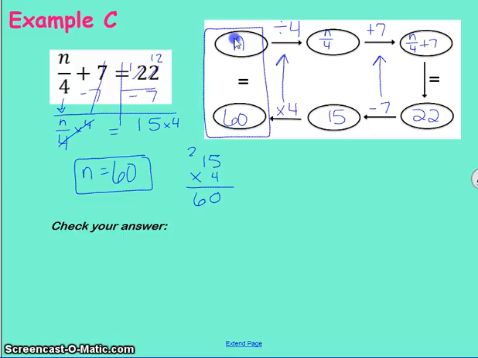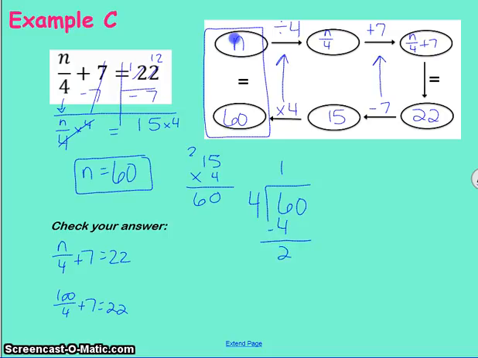So I need to check my answer. So I have n divided by 4 plus 7 is equal to 22. So in place of this n, I'm going to put that 60. So I have 60 divided by 4 plus 7 is equal to 22. Well, let's see what 60 divided by 4 is. 4 goes into 6 one time. 6 minus 4 is 2. Bring down your 0. 4 goes into 20 five times. I'm left over with no remainder. So now I have 15 plus 7 is equal to 22.